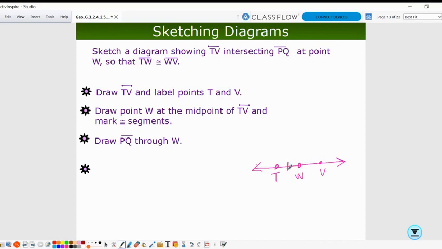Well, I need to show those segments are congruent, so I'm going to add those lines. And I also need to add segment PQ. It intersects at W, so I'm going to draw my segment P and Q. Now I could draw that PQ in any way that I want. It could be right up and down, it could be more on an angle. We don't know anything about the P and the Q, but we do have the rest marked.